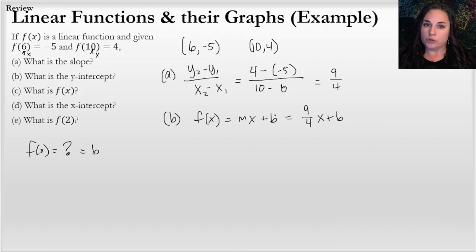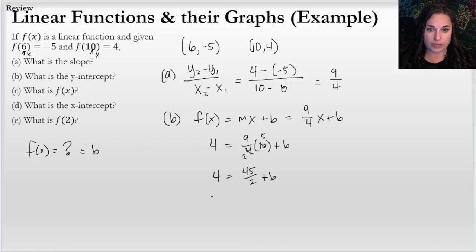Well, we can do what we know to do in this situation to solve for the b value. We're going to plug in one of our points and look at the result, and that will allow us to solve for the b value. So I know f of x is 4 when I plug in 10 into the equation. So 9/4 times 10 plus b. Some simplification: I'm going to get a 5 down in the bottom divided by 2. So that is going to give me 45 halves plus b.